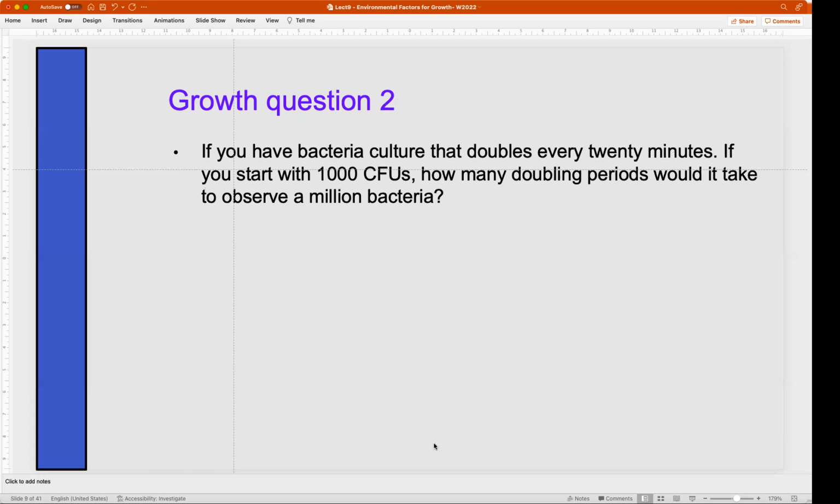Okay. Question number 2. Very similar. Let's say your bacteria doubles every 20 minutes. Now you've got 1,000 CFUs, 1,000 colony forming units. What's next? 10, 10, 24. How many doubling periods before?